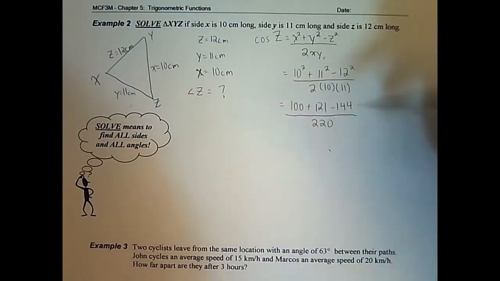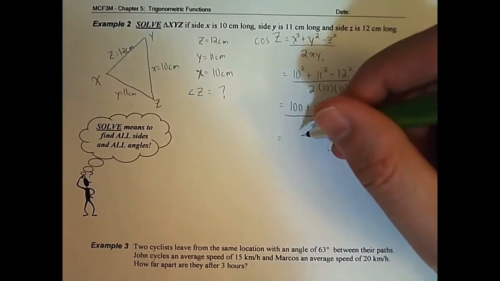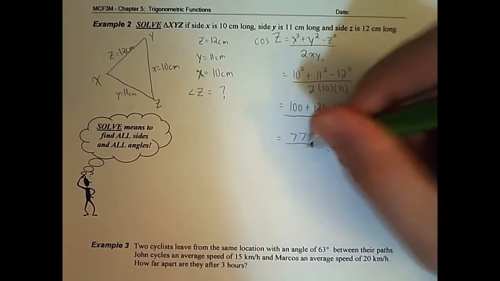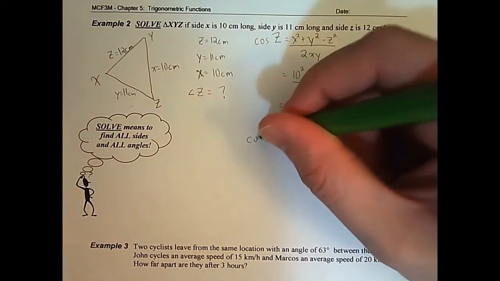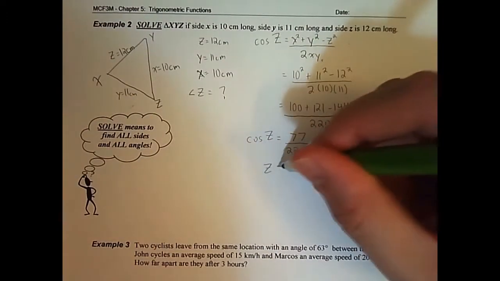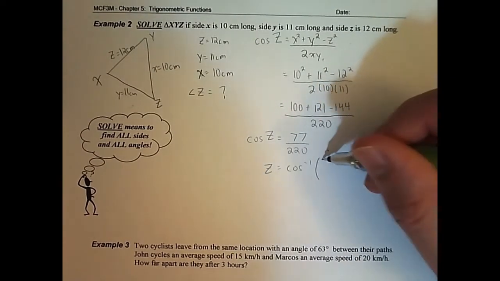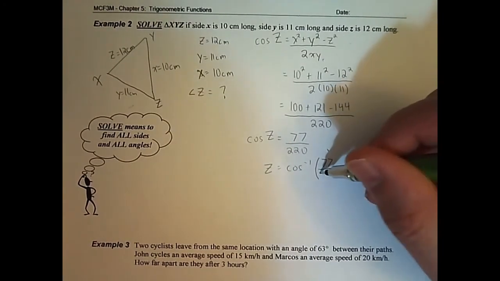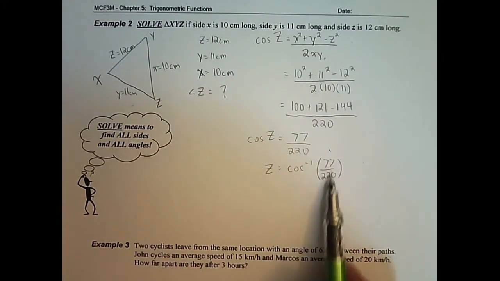So I'm just going to do that to the top now. So we have 100 plus 121 minus 144, and we get 77 over 220. And remember, all of this is equal to cos z. So remember, when I'm solving for the angle now, I have to do the inverse of that. So I'm going to get the cos -1, well, inverse of cos, of 77 over 220. And you could turn this to a decimal, remember, to 4 decimal places.